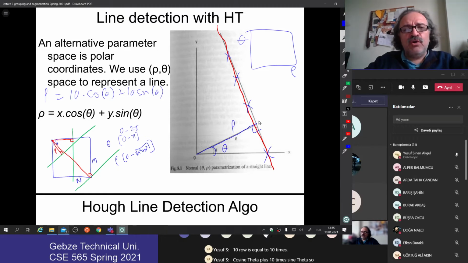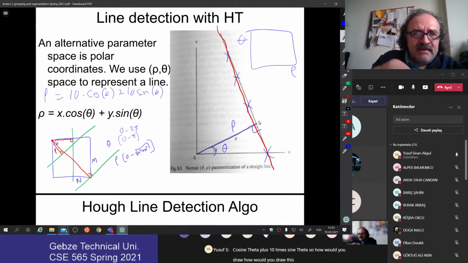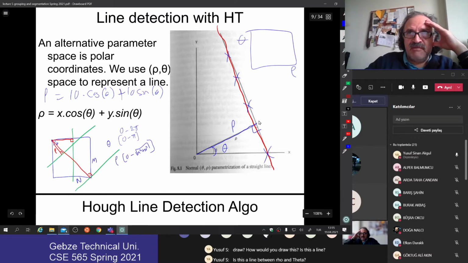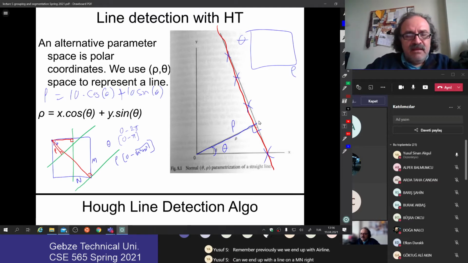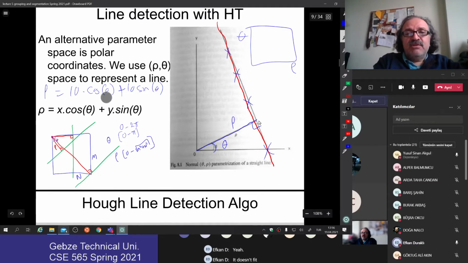So how would you draw this? Is this a line between rho and theta? Remember previously we ended up with a line on M and N, right? Is this the same thing? Is this a line between rho and theta? No, it is not a line, I think. It's not a line. Why? Because there is a cosine and sine thing, right?